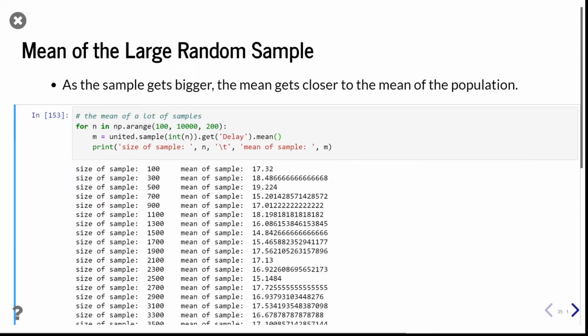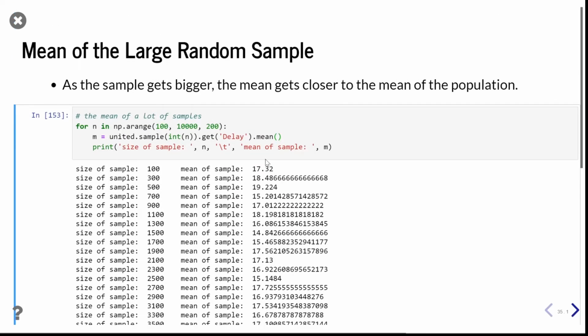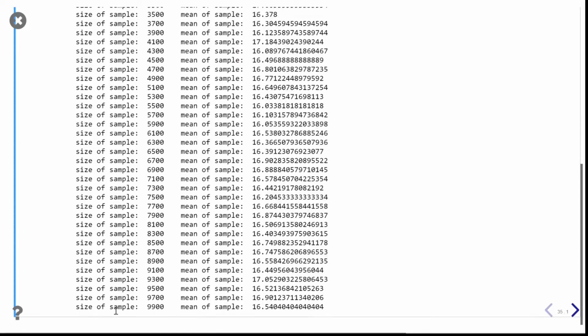So let's try this out. I'm going to increase the size of my sample from 100 all the way up to like 10,000, and calculate the mean of the sample. You can see that it starts bouncing around whenever it's small. Remember, these are random numbers, so if I do this again, I'm going to see a different thing. But as I make the sample larger, my answers are all in the mid-16s.